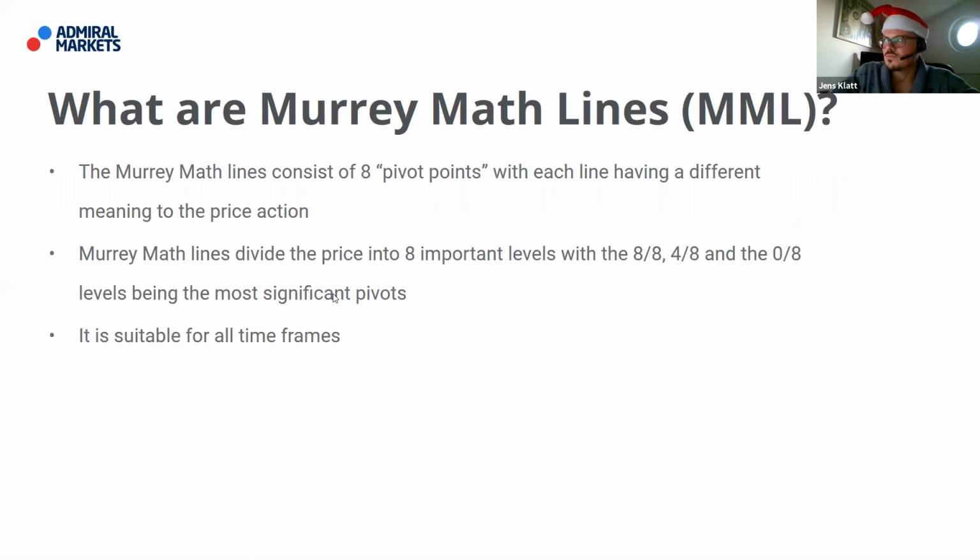So let's have a look here. We will refer to this as MML now, so Murrey Math lines, okay? And we already said that the Murrey Math lines consist of 8 pivot points, with each line having a different meaning for the price action. So Murrey Math lines divide the price action into 8 important levels, with 8/8, 4/8, and 0/8. In fact, the high and the low are the 8/8 and the 0/8, and then the 50% retracement, so half of that, are the most significant pivots in this case.